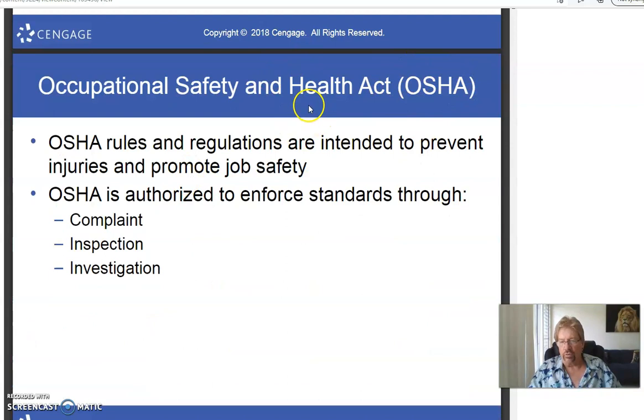Okay, OSHA. OSHA helps protect you at work, guys. OSHA rules and regulations are intended to prevent injuries and promote job safety. OSHA is authorized to enforce standards through compliance inspection and investigation. They can come in and inspect. Of course, generally, guys, this kind of thing's a good thing. It's a government agency that protects you at work. Some people don't like it. Why? Well, the people that own big businesses, it might cost them quite a bit of money to get the place set up to where it's safe. But should we let people be injured or killed so this individual can make more profit?